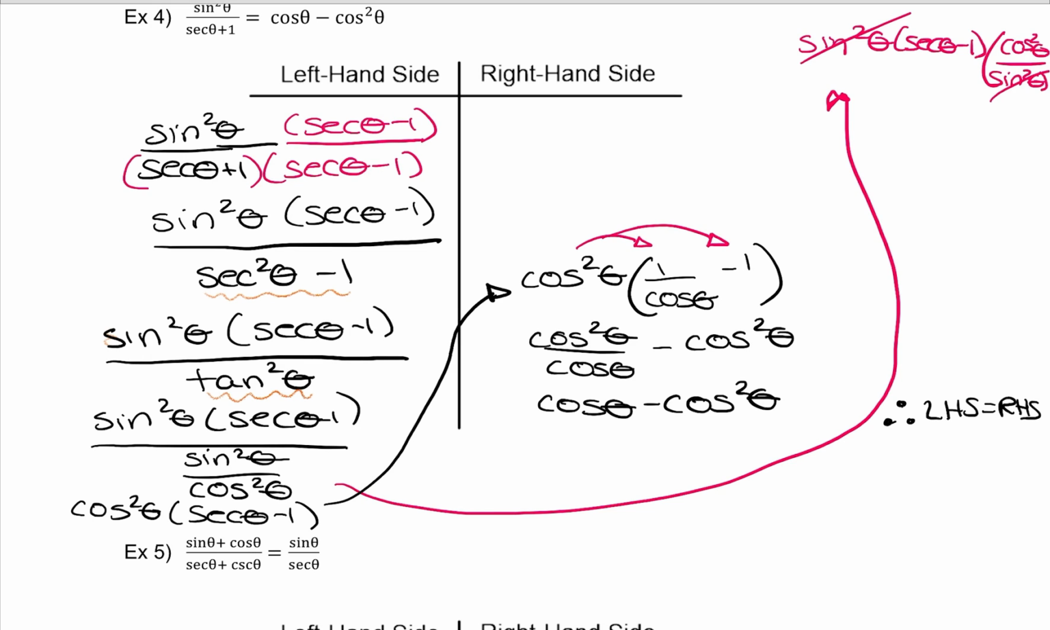So again, this is my strategy. You might have started working with the right-hand side at some point and tried to make them equal. There's lots of different ways that you can work with this.